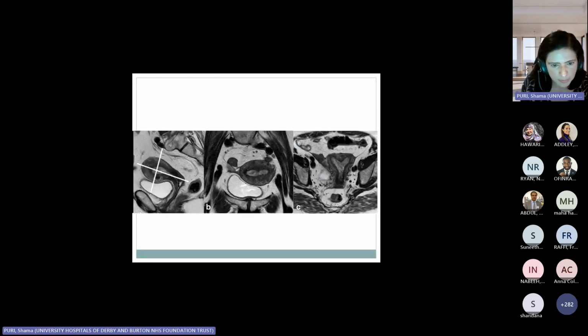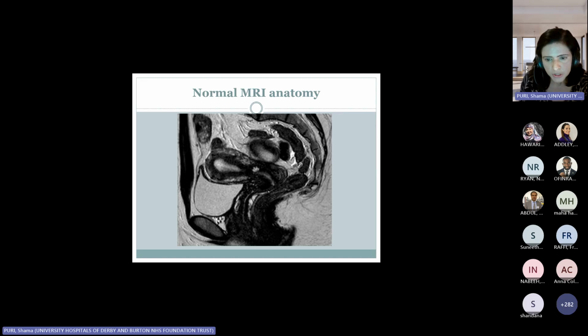So this is the sagittal image, which is taken first. We find the endometrium and then do further cuts. So this is perpendicular to the endometrial orientation, and we get that. And then the other sequence is parallel to the endometrium, and then we get the coronal image of the uterus. So, showing you the anatomy.